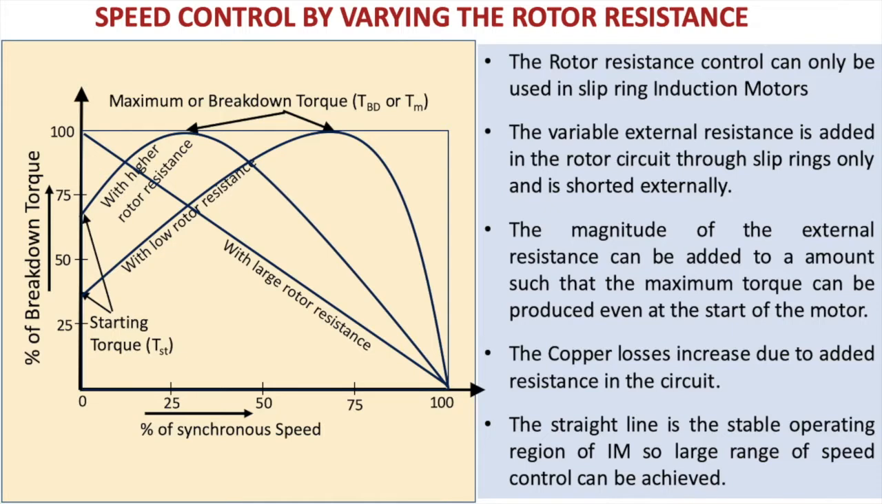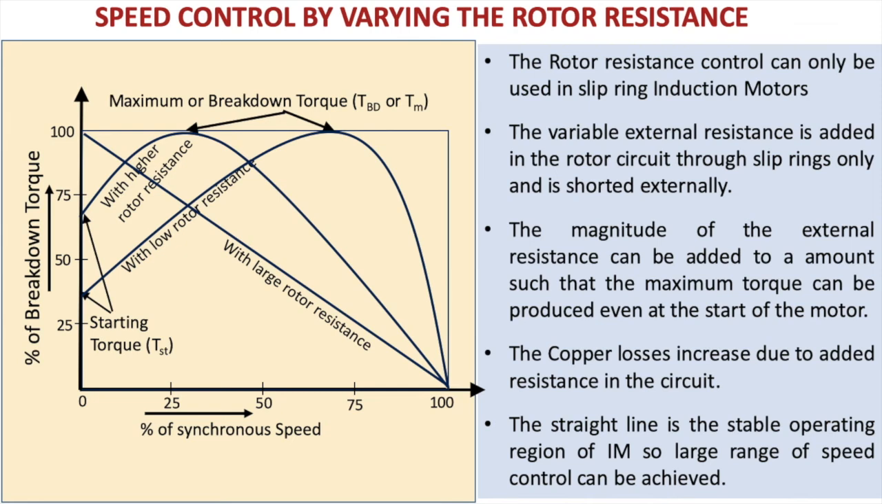Now when you vary the rotor resistance, how do the changes take place? The rotor resistance control can be used only in the slip ring induction motor. That's its disadvantage. The variable external resistance is added in the rotor circuit through slip rings only and is shorted externally. The magnitude of the external resistance can be added in such amounts that the maximum torque can be produced even at the start of the motor. Because if we increase it further, the slope will increase further and the torque produced will reduce.